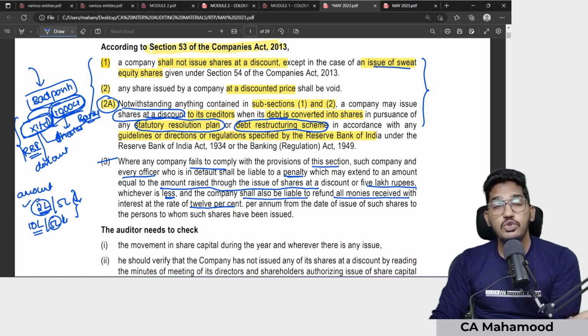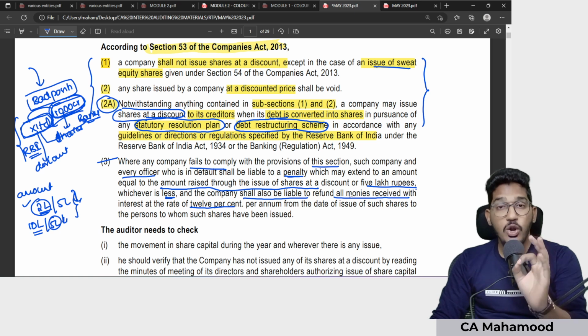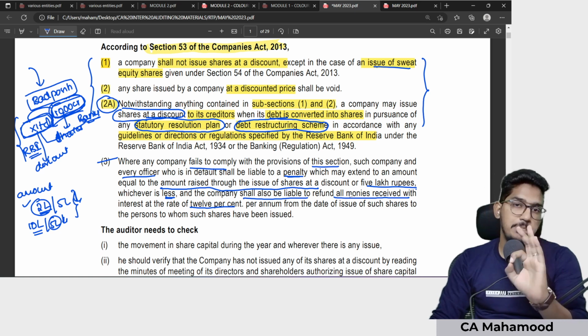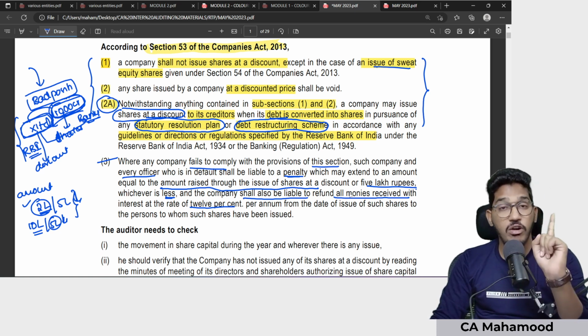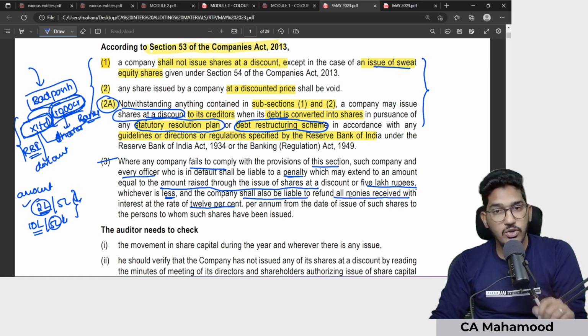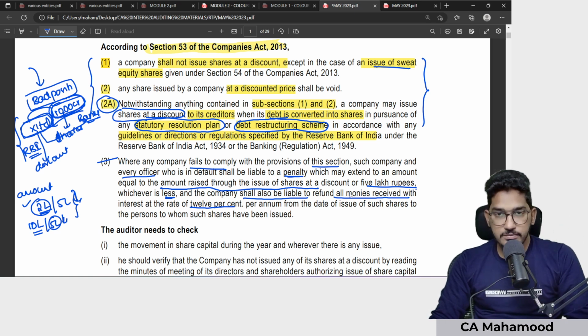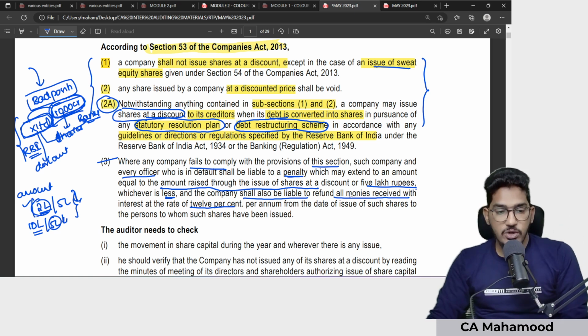discount, that money should be refunded along with interest at the rate of 12% per annum from the date of issue of such shares till the date of refunding. So for that duration, at the rate of 12% per annum, the company should refund all the money. Understood? So penalty also they have to pay.